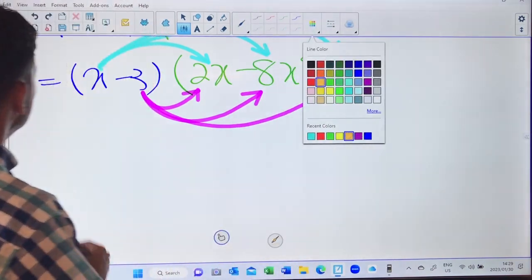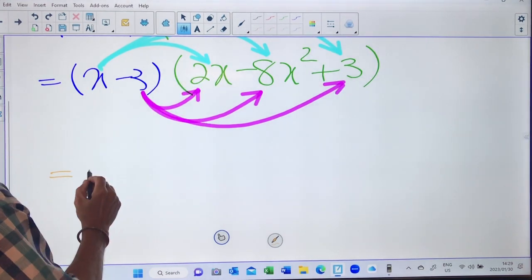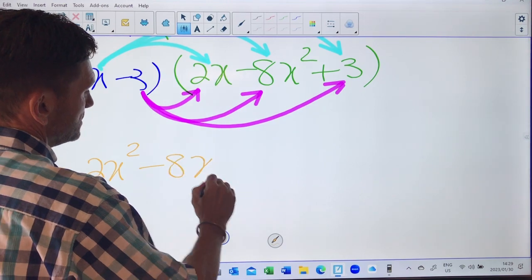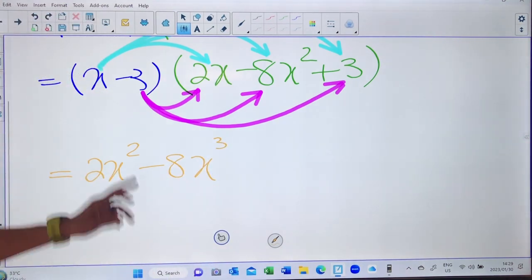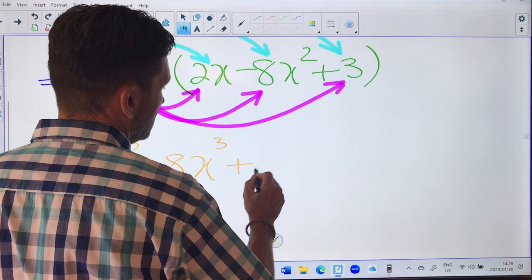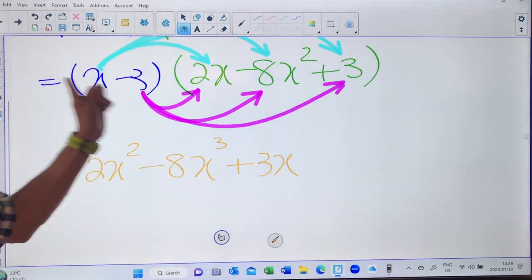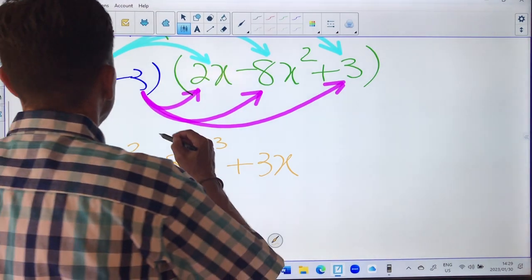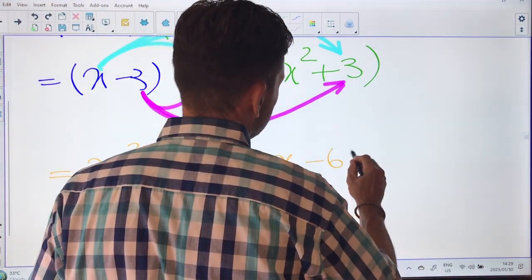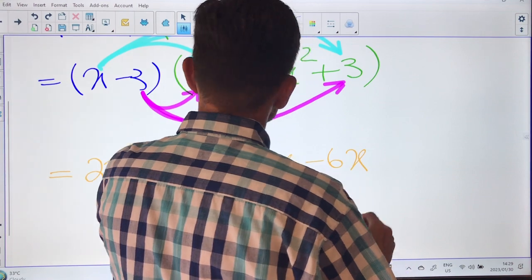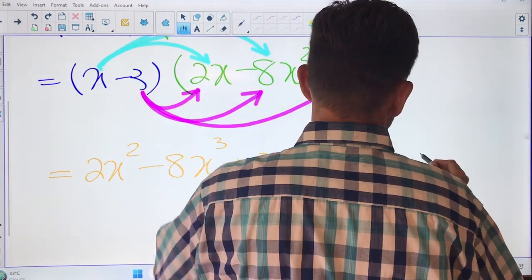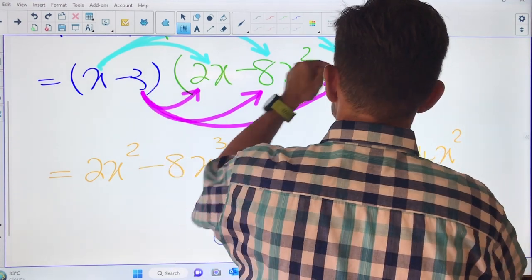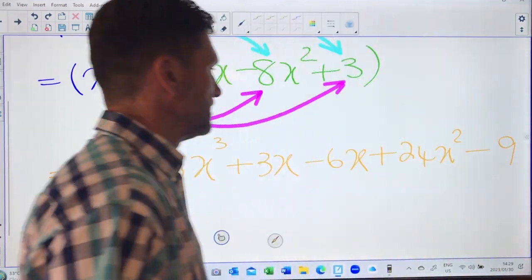Let's go with that one. X times 2x, 2x squared. X times minus 8x cubed. X times the 3 at the back is 3x. So that is for the blue highlighter. Now the purple highlighter, minus 3 times 2 is minus 6x. Minus 3 times minus 8 is plus, 3 times 8 is 24x squared. And the last one is minus 3 times plus 3 is minus 9.